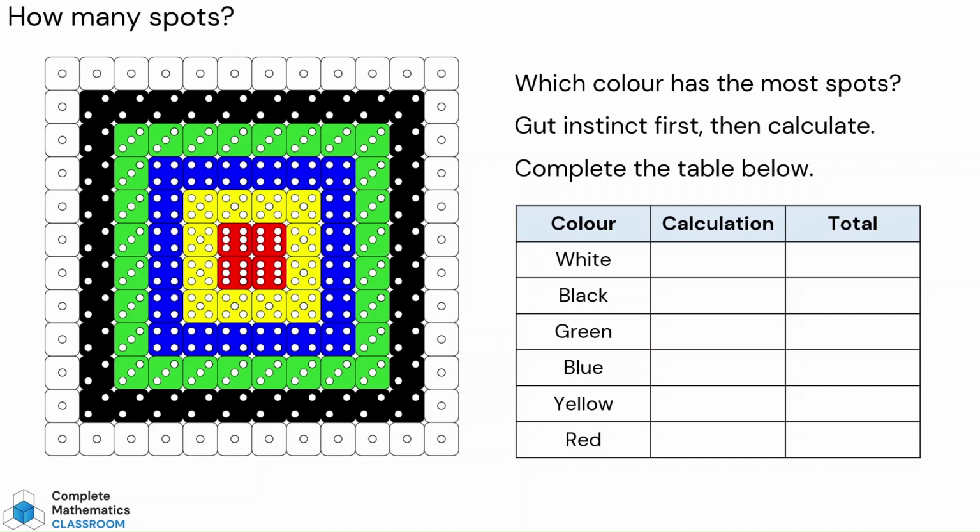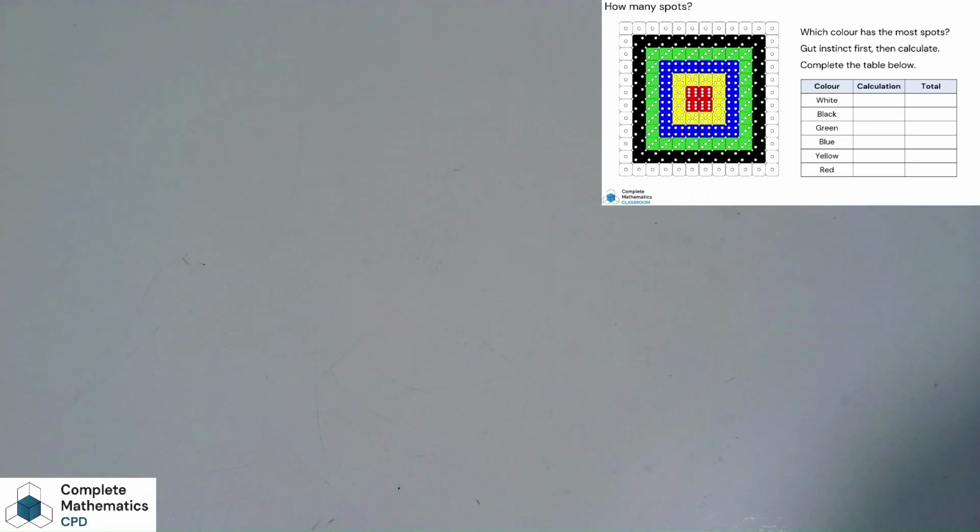So, gut instinct first. Which colour do you think has the most spots? And then when you're ready, try and calculate it using a systematic strategy. So, the gut instinct is likely to be either the greens, blues or yellows. Pupils will often say it can't be the reds because although they're worth the most, there's only 4 of them. There's only 4 sixes. And a reverse argument for the whites, there's loads of whites around the outside, but they're only worth 1 each. So the green, blue or yellow sounds sensible.